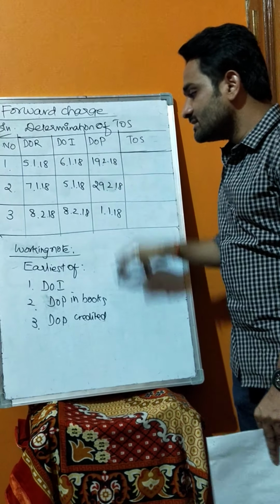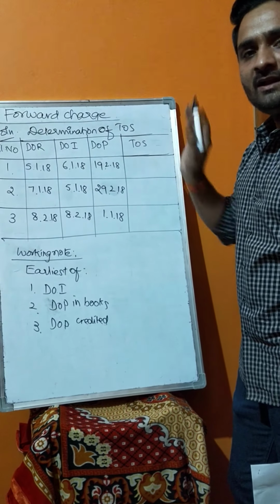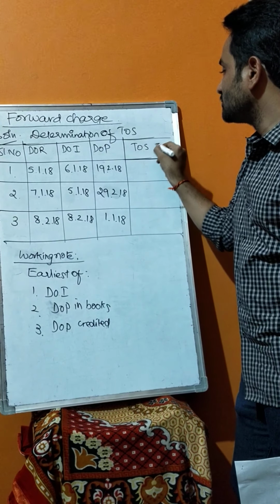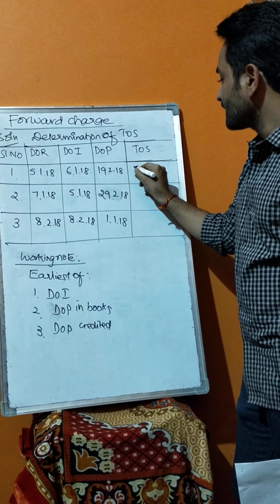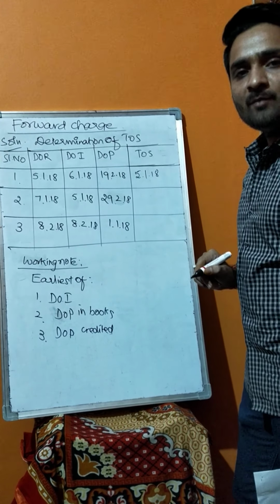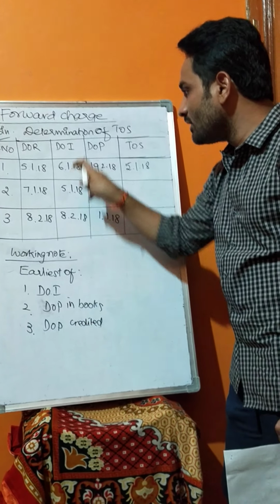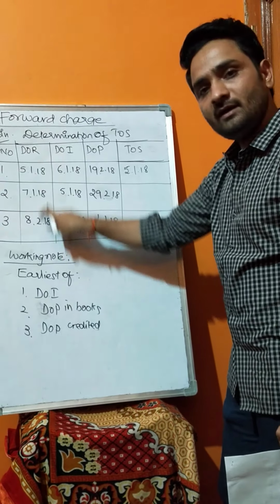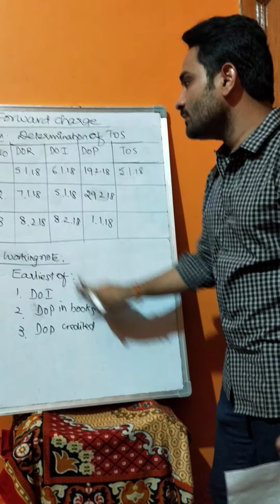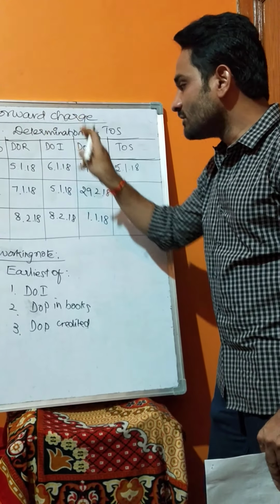In these three, whichever is earlier according to the working note: 5th January, 6th January, 19th February. Which is earlier? That is 5th January, that should be taken as the time of supply. 5th January 2018 shall be taken as the time of supply because it is the earliest of these three: date of issue of invoice, date of payment recorded in the books, date of payment credited in the books. Date of payment in the books is the same as date of removal or dispatch of goods.